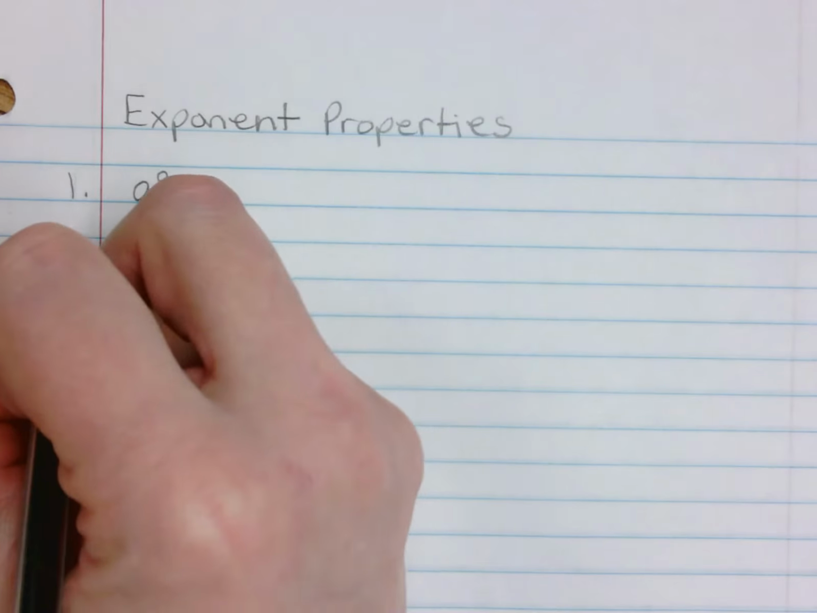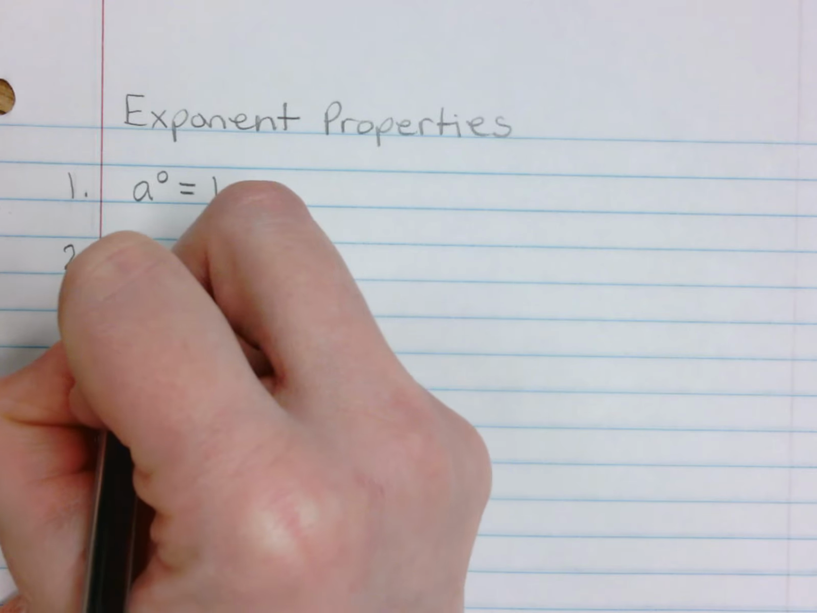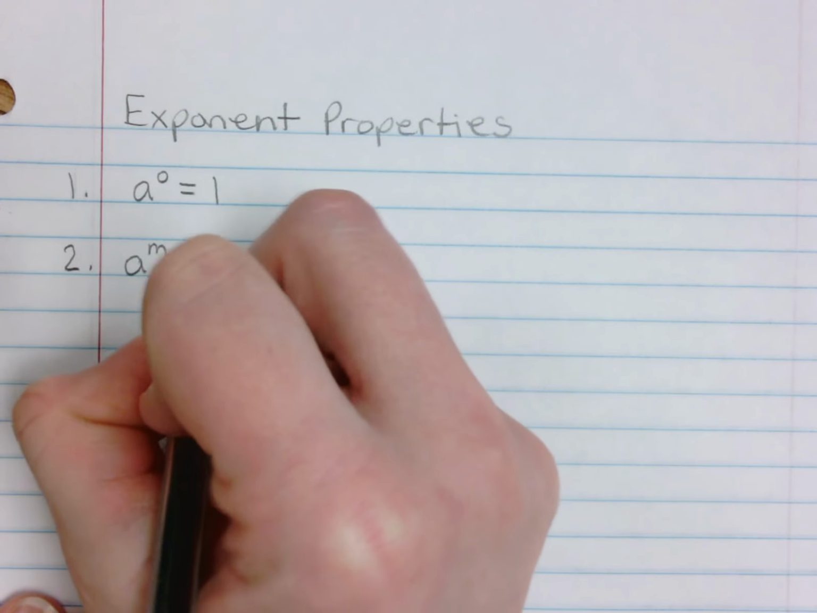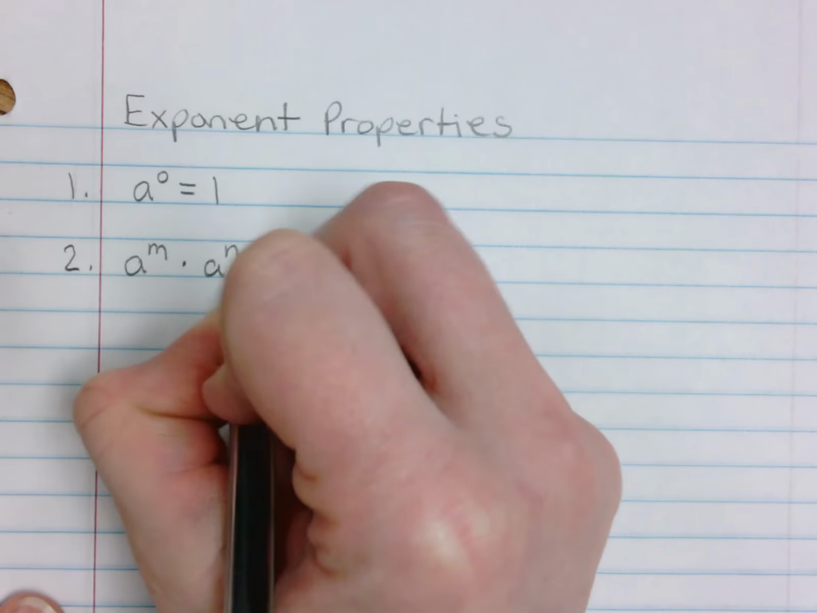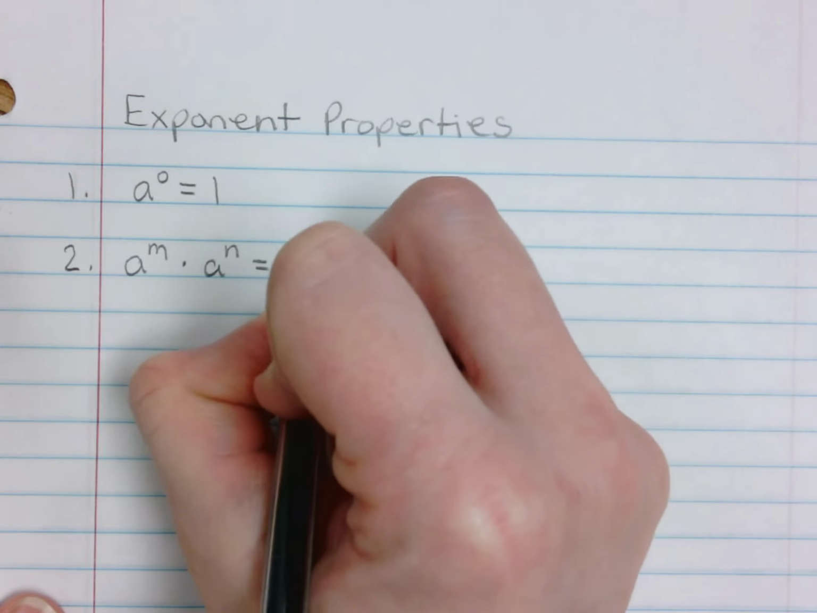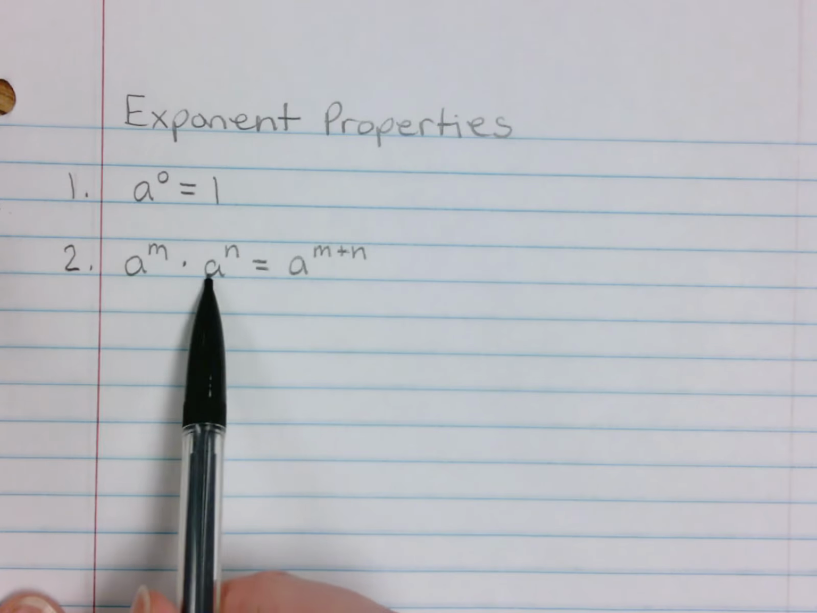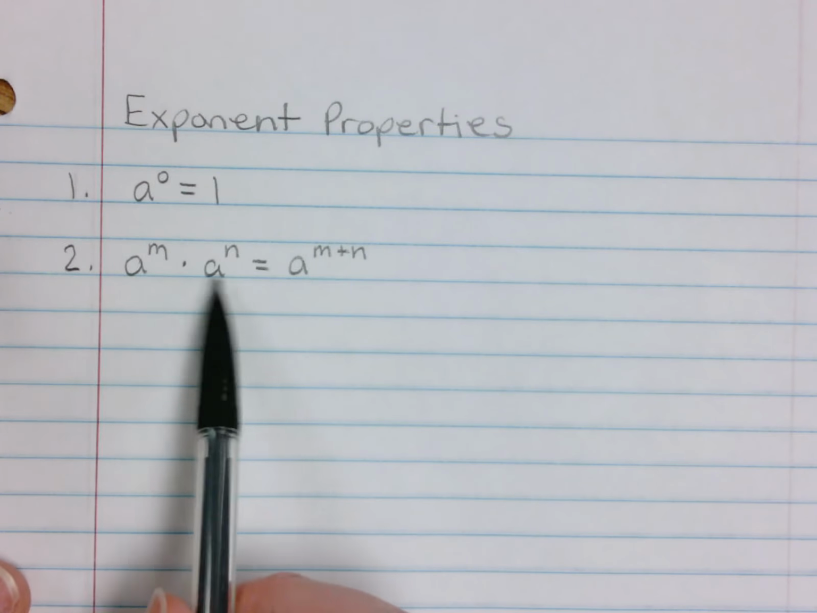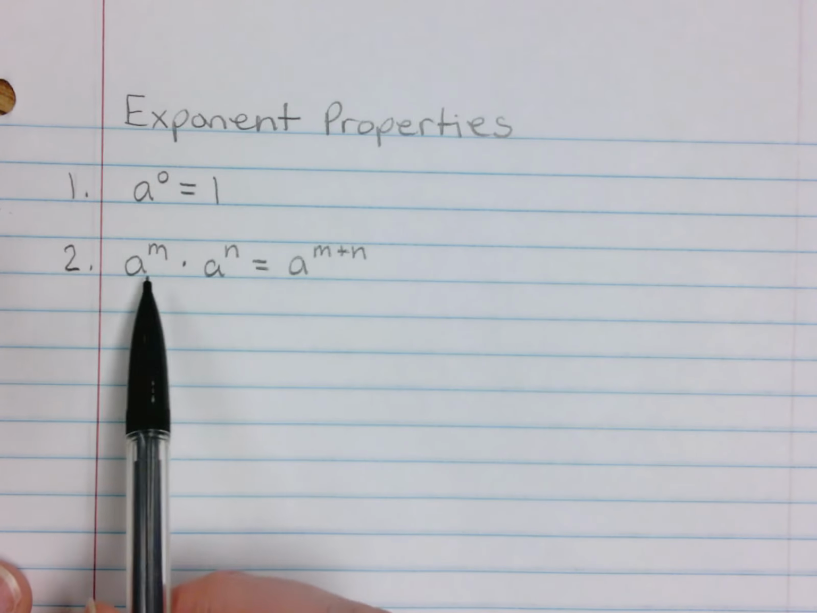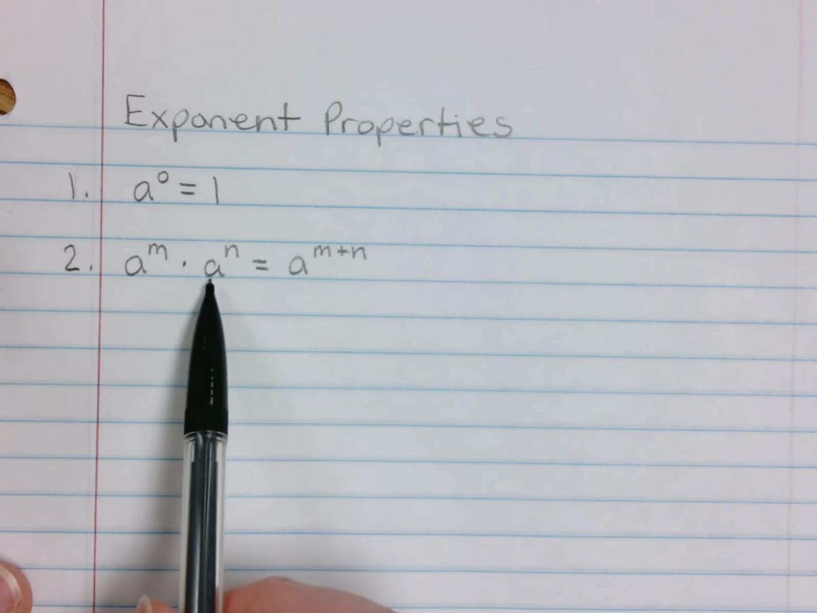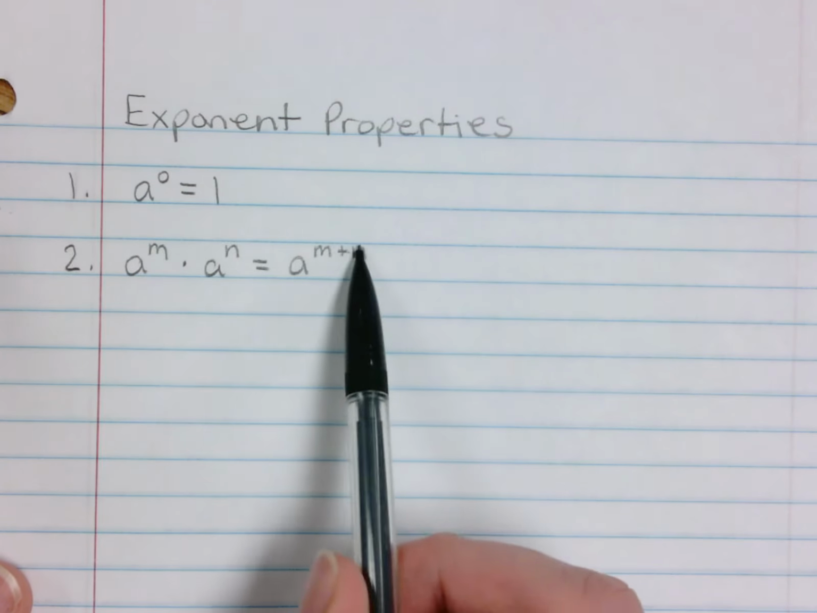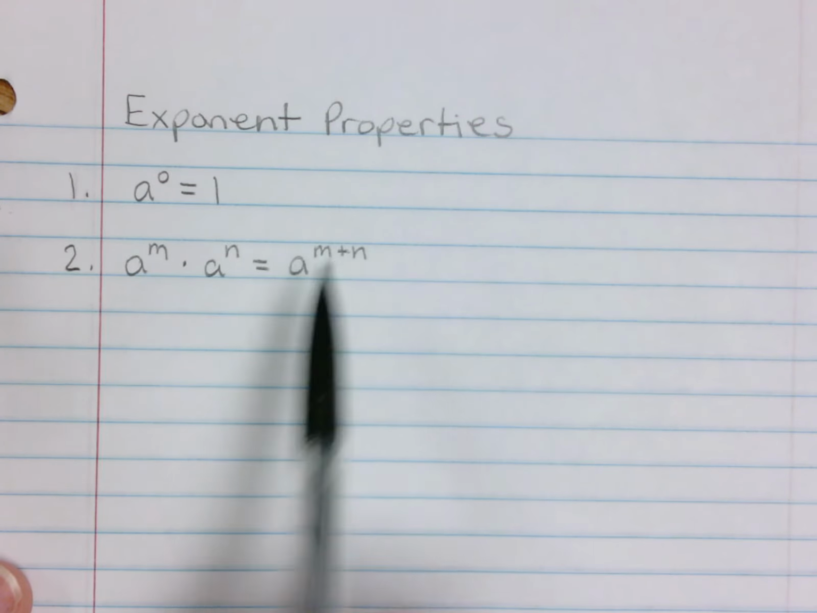The second property is a to the m times a to the n equals a to the m plus n. So if you have exponents, or if you have powers that are multiplied together, notice the a's are the same, so their bases would have to be the same. You're able to add the exponent of those powers.